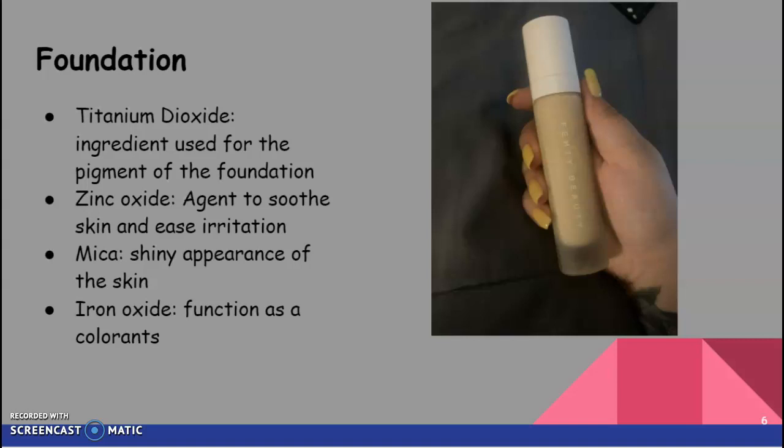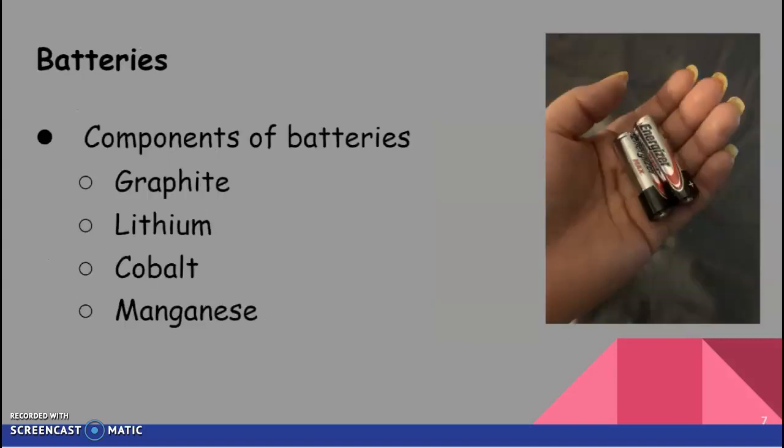Next on the list would be batteries. The minerals that are used in the creation of batteries are graphite, lithium, cobalt, and also manganese. These minerals are used for the safety of the batteries and as reliable material that preserves the energy that is gathered from the batteries.